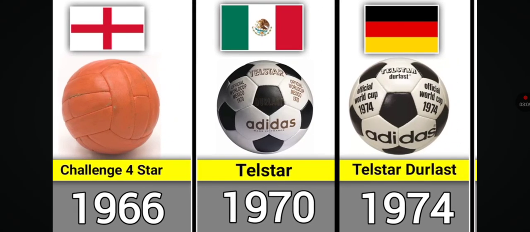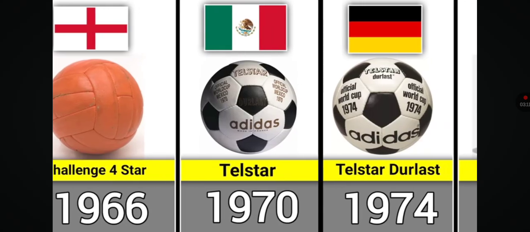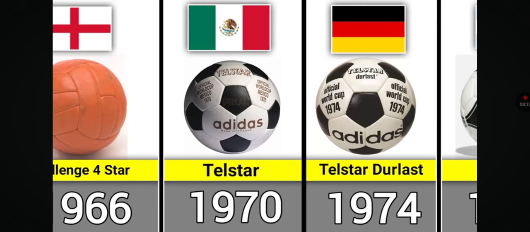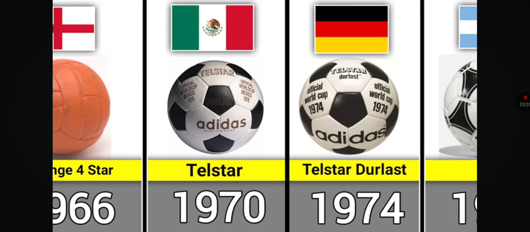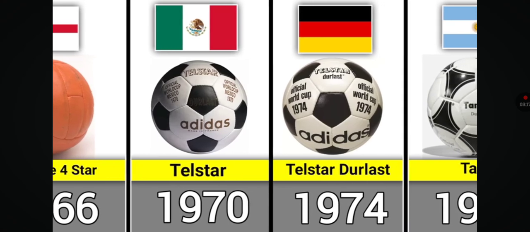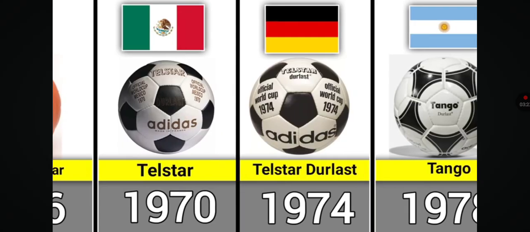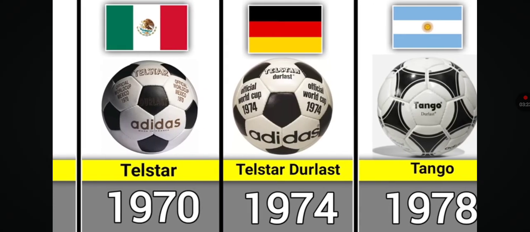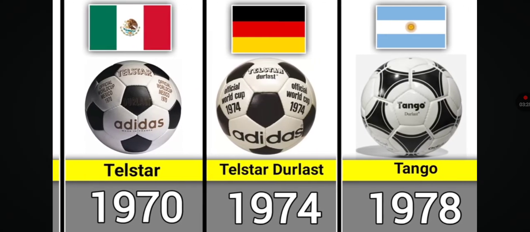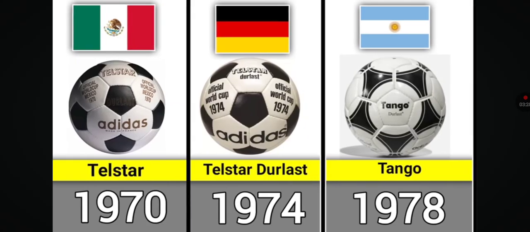1974, Telstar Durlast. The Telstar Durlast improved water resistance and durability while keeping the iconic design. It maintained the visual identity fans loved. Football was becoming more professional, and equipment needed to perform under tougher conditions. The game was evolving both technically and physically.